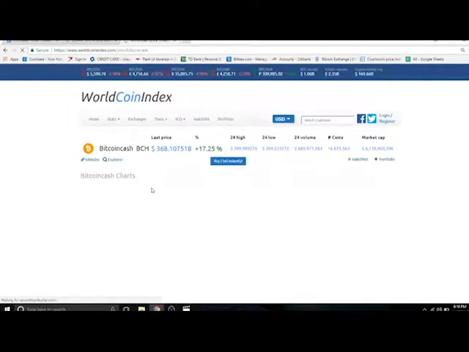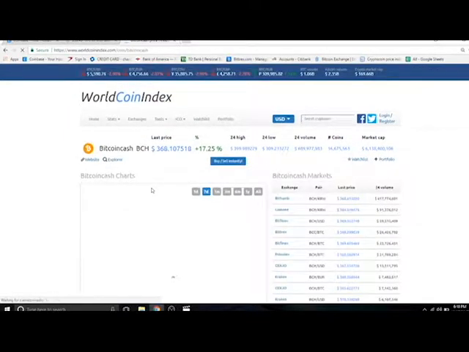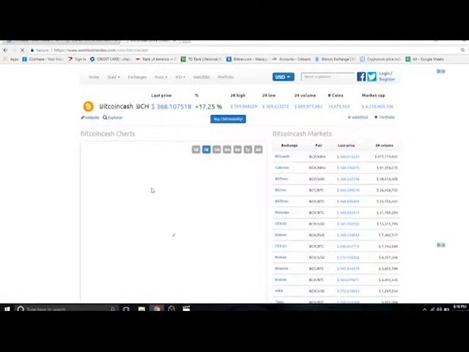Oh yeah, my internet sucks. I'm using a hotspot right now. I'm at work.